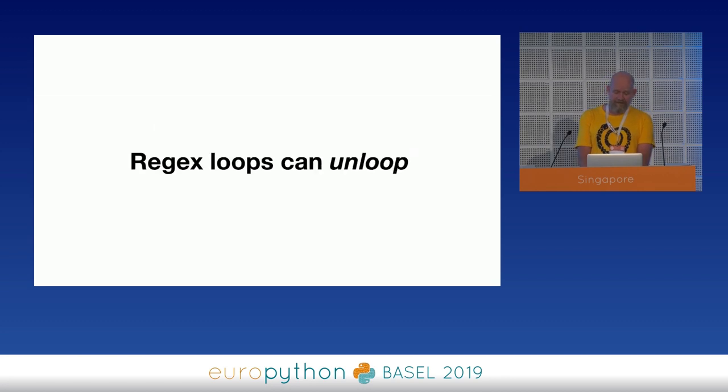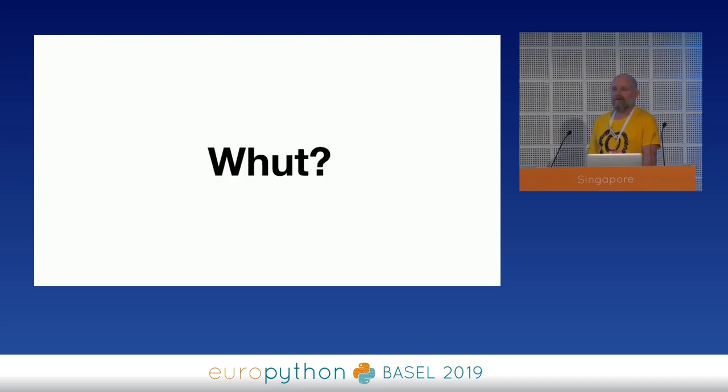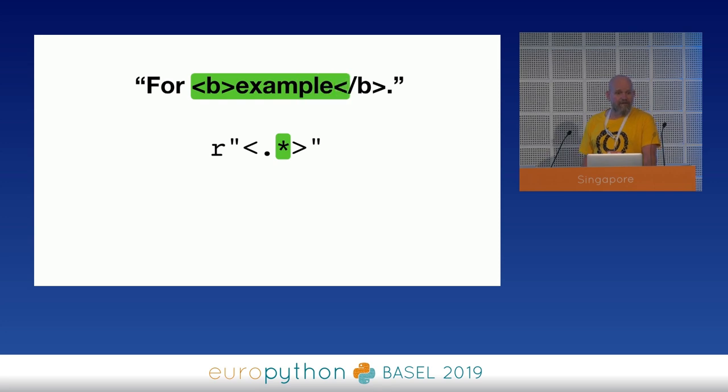Now, let's loop. Except that in regex, we can unloop. I don't think I've ever seen this in another language, but we can roll back the previous loop match. What? How does that work? Well, let's have this example here. We've got a short sentence with some stray HTML codes in it, and I want to find that HTML code. So I create a regex with a loop. I look for a pointy bracket, then I look for anything in between, and then I look for a closing pointy bracket. We start to look for that, and we find the opening pointy bracket. Next, we match any character zero or more times. Well, the B is any character. Pointy bracket is any character. The E, the X, the A, and so forth. They're all any character. And then we reach the end of the string.